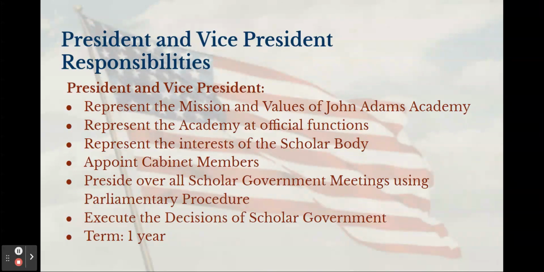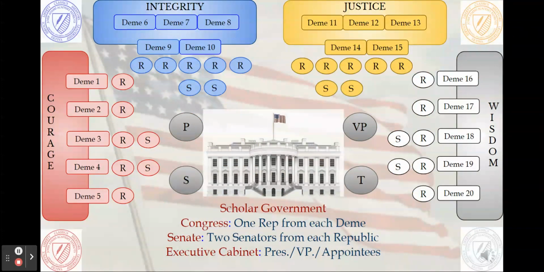Before running for an executive office, please take note of the responsibilities of these positions. The president and vice president represent the mission and values of John Adams Academy, represent the Academy at official functions, represent the interests of the scholar body, appoint cabinet members, preside over all scholar government meetings using parliamentary procedure, execute the decisions of scholar government, and they also serve for 1 school year. And that is how we end up with this John Adams Academy Scholar Government.